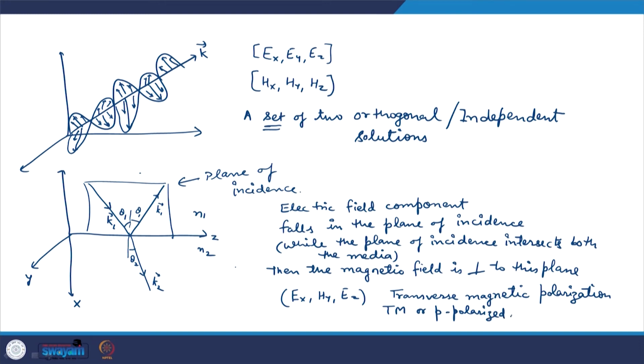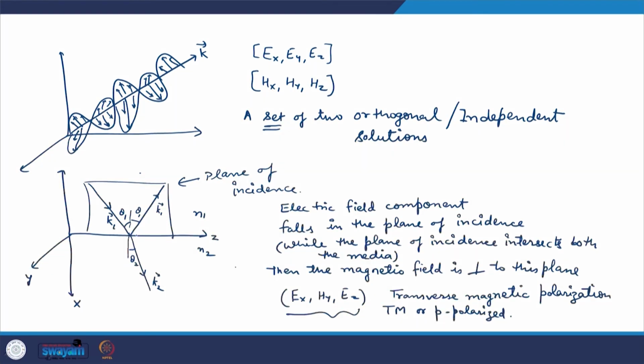So, what it essentially means is that you can have a set of solutions for this configuration where the electric field component lies in the plane of incidence, while the plane of incidence sees the change in refractive index, and the magnetic field component is perpendicular to this plane. So, it does not see the change in refractive index.